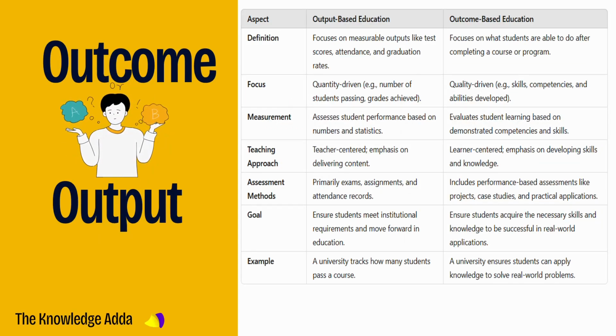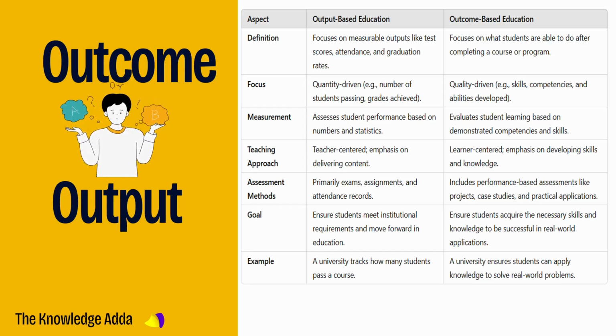Now, when you compare output based education and outcome based education, we can compare on the basis of 5 to 6 aspects. Output based education focuses on measurable output like test scores, attendance, engagement rates, and outcome focuses on what students are able to do after completing a course or a program. Here you can see the difference. Output is quantity driven, while outcome is quality driven. In teaching approach, output is teacher centered, but outcome is a student centric approach. Okay, assessment method.